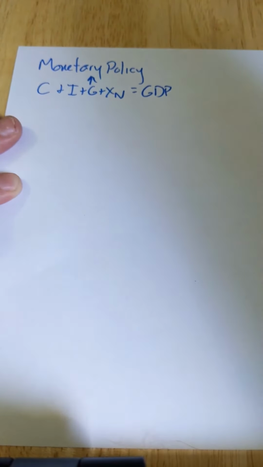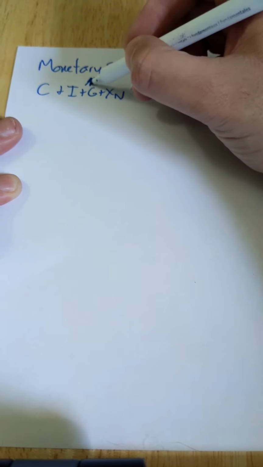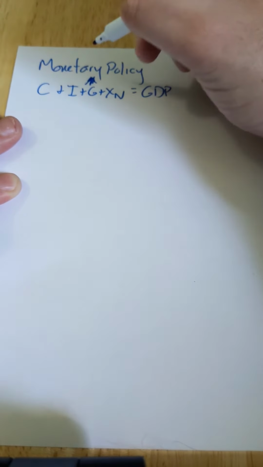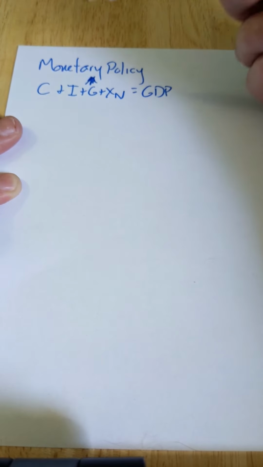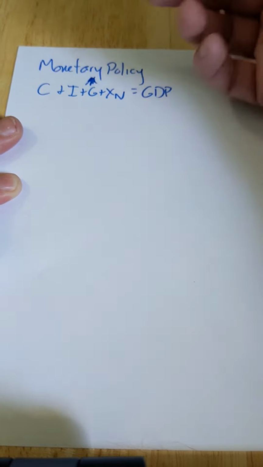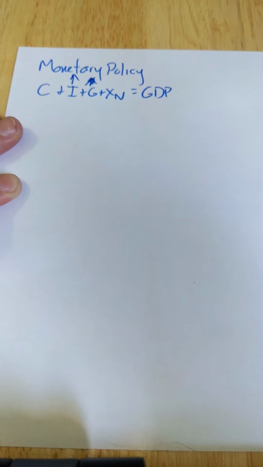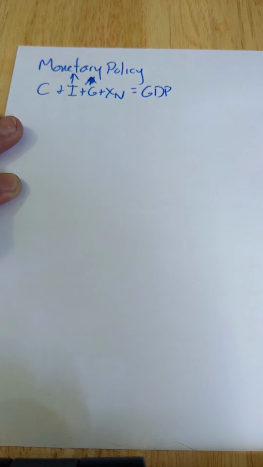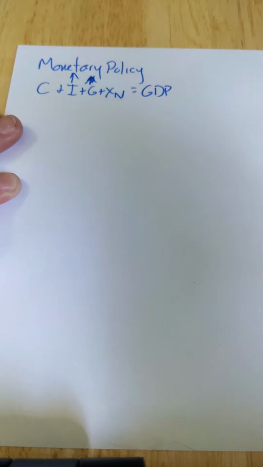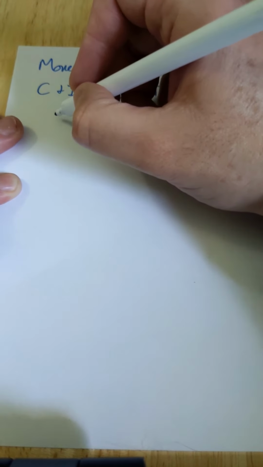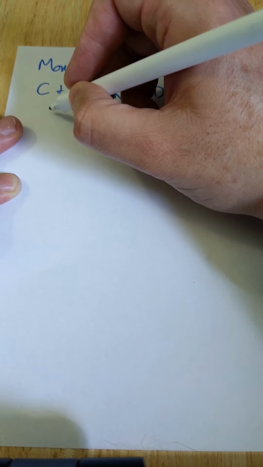So monetary policy is different because it's not the government taking action. It is the Federal Reserve, and they engage in what's called monetary policy to improve this number, which will also make GDP go up. When it comes to fiscal policy, the government engages in taxing and spending, but with monetary policy, it is all about manipulating the money supply.